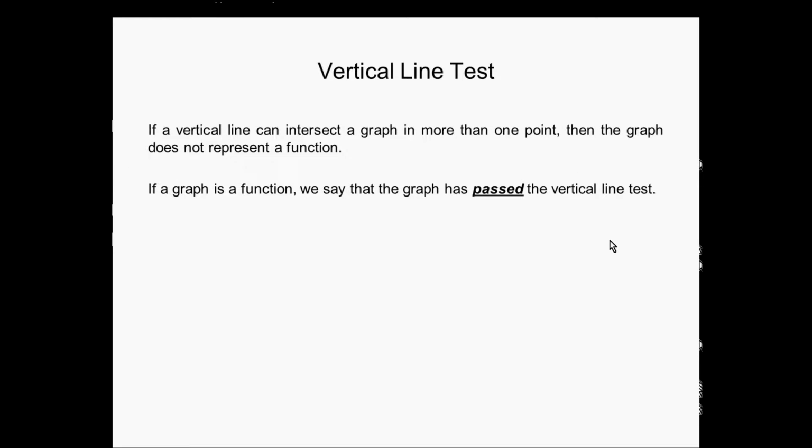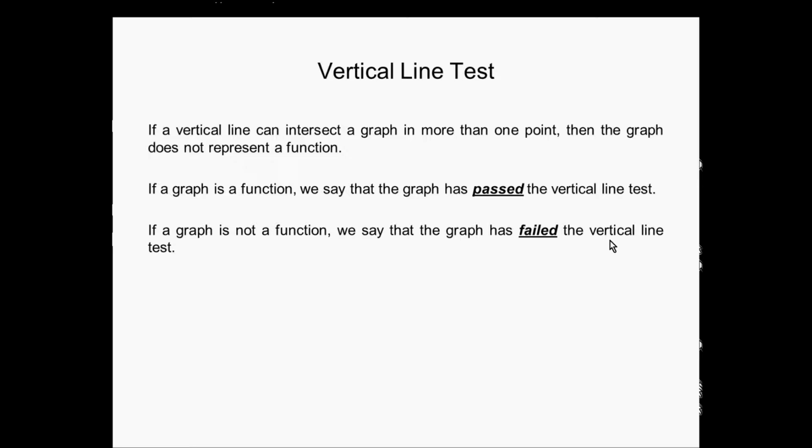If a graph is a function, we say that the graph has passed the vertical line test. So passing the vertical line test means you're a function. If a graph is not a function, we say that the graph has failed the vertical line test. So failing the vertical line test means not a function. And remember, our example failed the vertical line test since it was not a function.